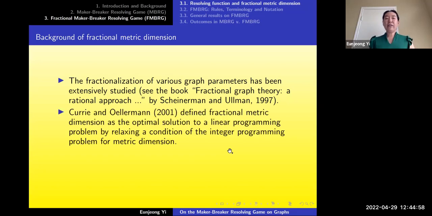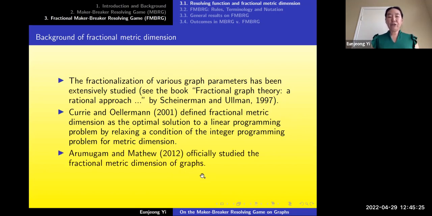Currie and Oellermann defined the fractional metric dimension as the optimal solution to a linear programming problem, by relaxing a condition of the integer programming problem for metric dimension. What they did is formulate the integer programming problem, but instead of integers, you allow real numbers. So just get rid of the integer condition. But they didn't get into the details. They only formulated that.